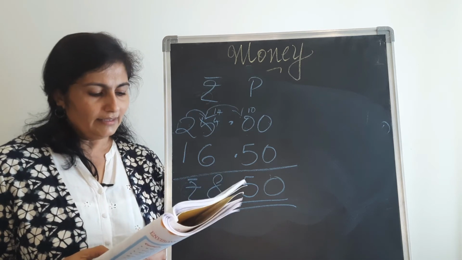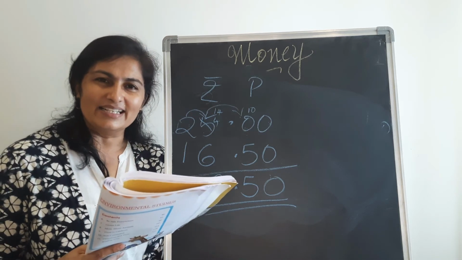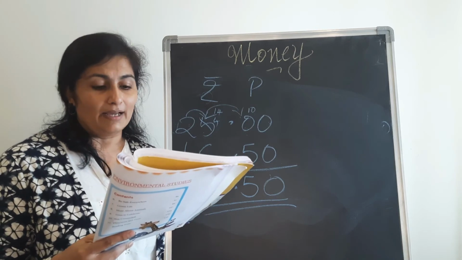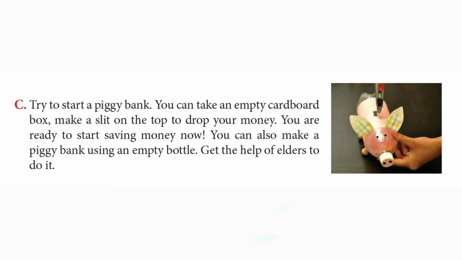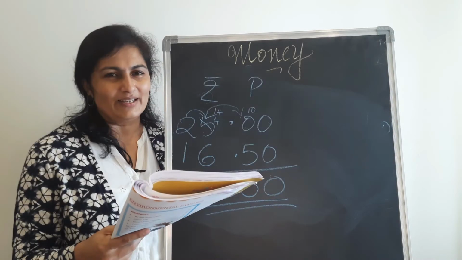Okay. Then the last activity is to start a piggy bank. The easiest way is to make use of an empty cardboard box. Just make a slit and drop your money. But make sure that you seal the box. Seal the box, because if suddenly when you have a need you go and open it and take, then it's not called savings, okay?